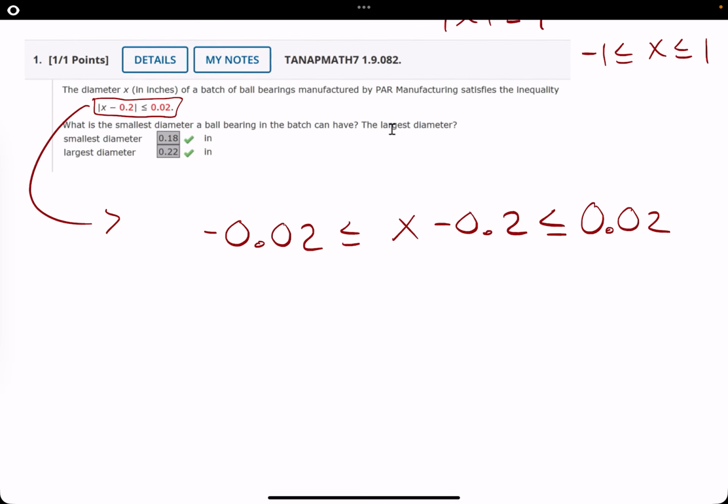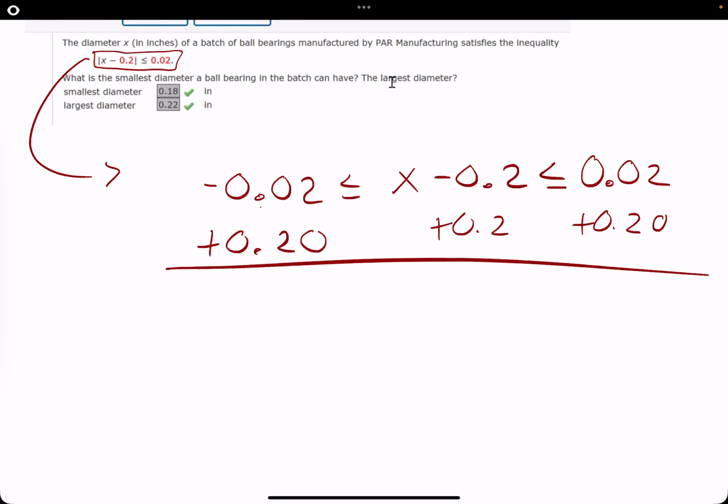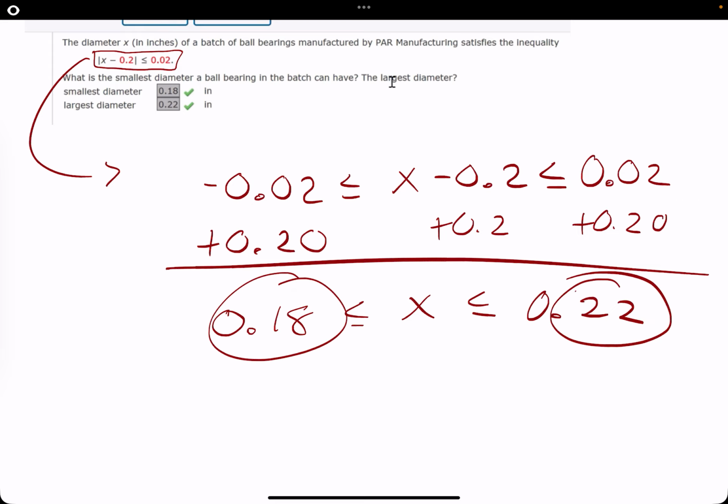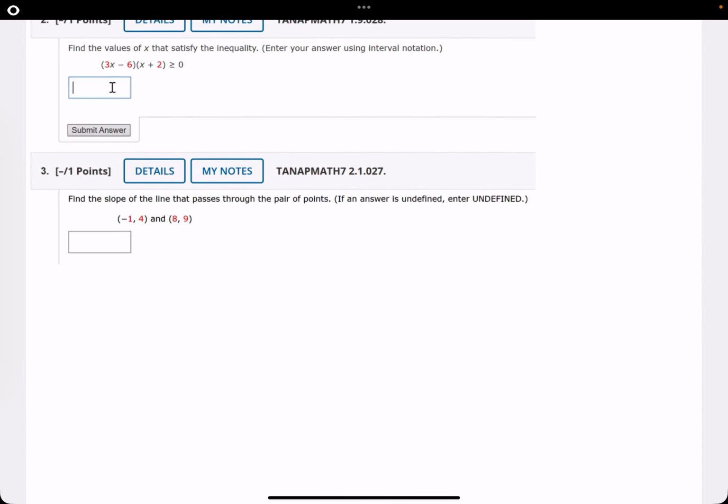So if we solve for x, we add 0.2 all the way across. Let me do it so it's in line. Add 0.2, add 0.2, add 0.2. When we're doing that, it's almost like we're adding 0.20, I guess. So negative 0.02 plus 0.2 is 0.18, less than or equal to x, less than or equal to 0.22. Smallest is 0.18, largest is 0.22. Let's keep it going. Number 2.